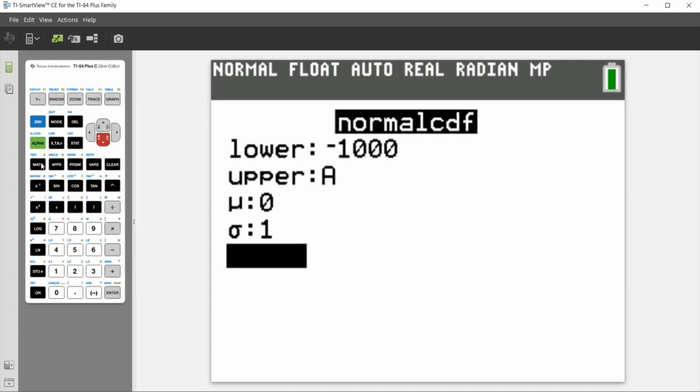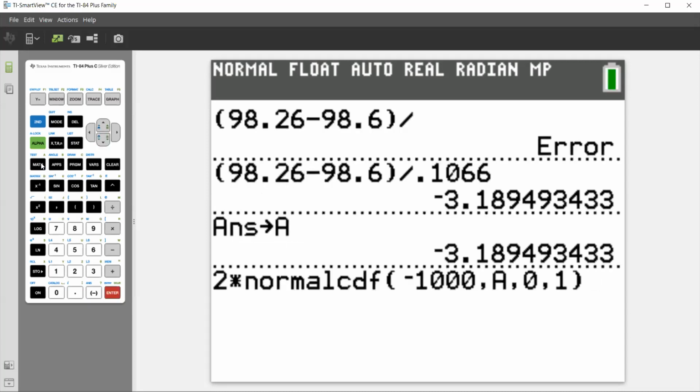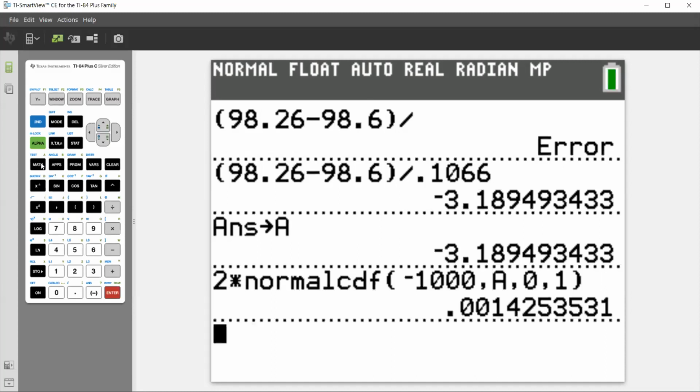So anyway, you scroll down. This is a standard normal. We're just finding the area to the left, and then we're going to multiply by 2. You can see the 2 times the normal CDF. Again, the only reason I'm multiplying by 2 is because it's a two-tailed test. And why do we know it's two-tailed? Because the alternative hypothesis says the mean is not equal to 98.6. We're going to hit enter.